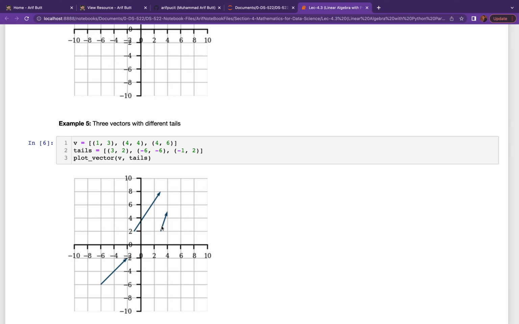My dear friends, mostly we draw vectors with their tails at origin, and of course we can translate any vector to origin by subtracting the xy coordinates of its tail from the current head and tail coordinates.